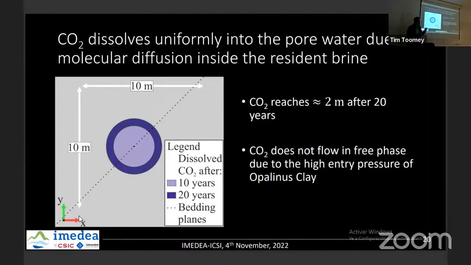the injection level. This is lower than the pressure that the CO2 needs to enter as a free phase inside the formation. So the gaseous CO2 that we are injecting doesn't enter as a gaseous phase inside the formation. It dissolves inside the liquid that you have in the formation. Okay? So it flows by the fact that there is a difference of concentration. So it spreads because of this inside the formation, reaching around 2 meters after 20 years.